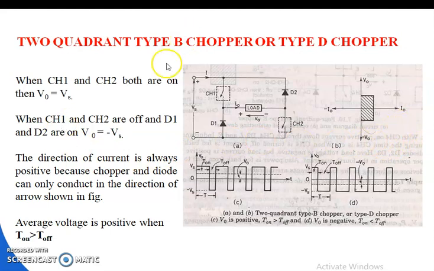When CH1 and CH2 both are on, V0 is equal to Vs. When CH1 and CH2 are off and diodes D1 and D2 are on, V0 is equal to minus Vs. The direction of current is always positive because the choppers and diodes can only conduct in the direction of the arrows shown here. The average voltage is positive when T on is greater than T off. This one is figure C.